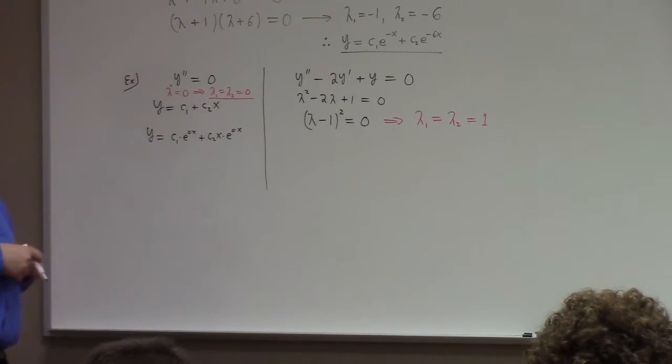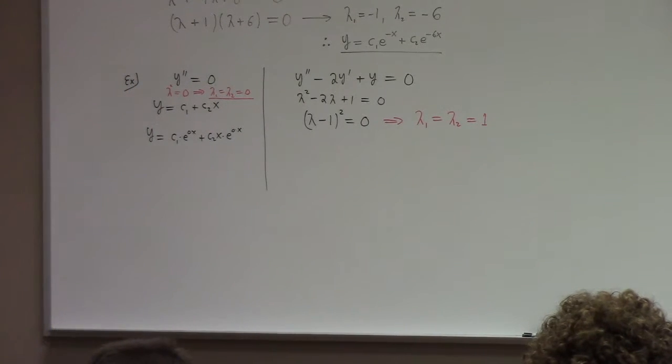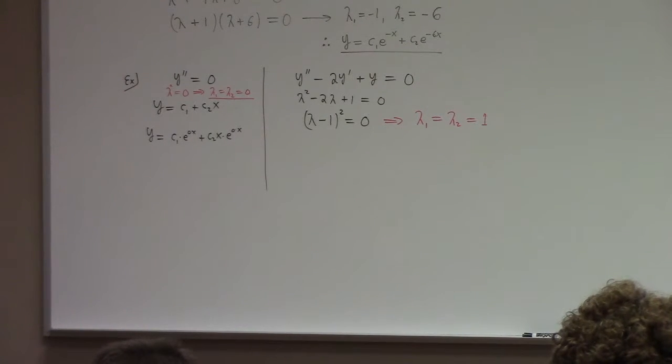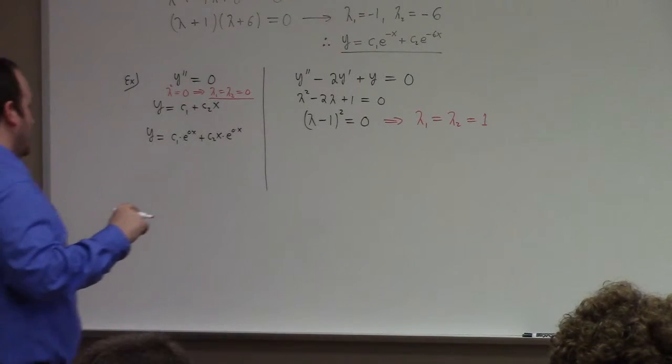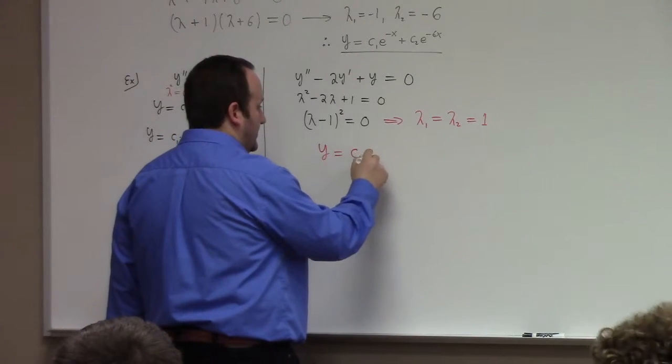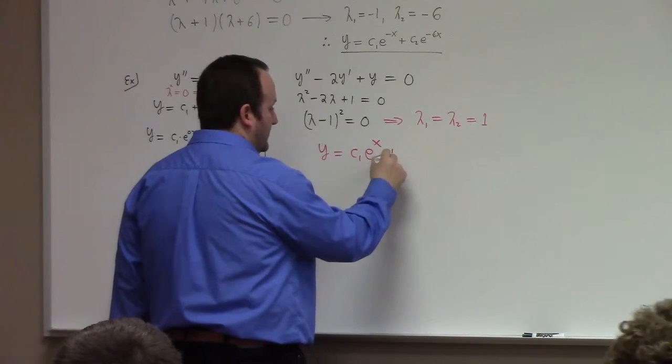Okay? So don't look at the sideboard. Tell me what the solution should be. The general solution, what would it be? I'll do the easy part. So it should be something like y = c1 e to the x. We already know that works, plus c2 what?